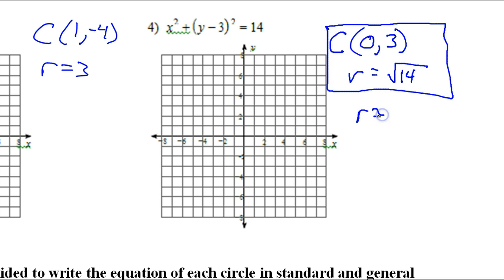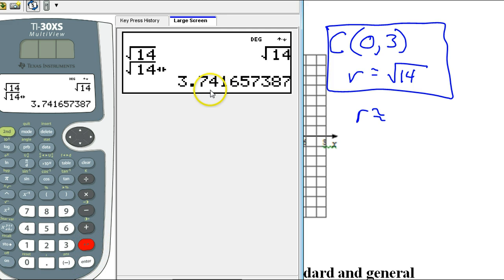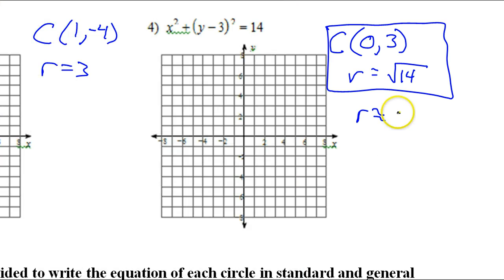However, you could take the square root of 14 and get a decimal, and that will tell you where to graph it. So let's see, square root of 14. Toggle it. So 3.7, or I'll write 3.74. Okay, that's the approximate value for the radius. So that will help me sketch it.